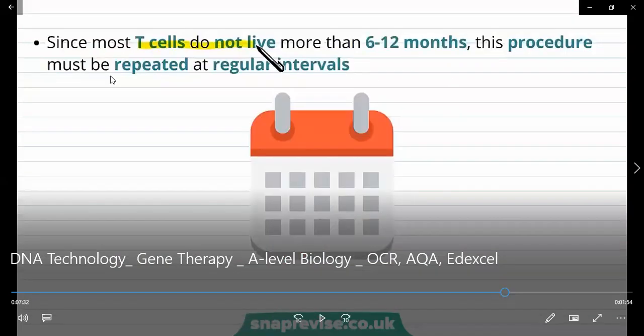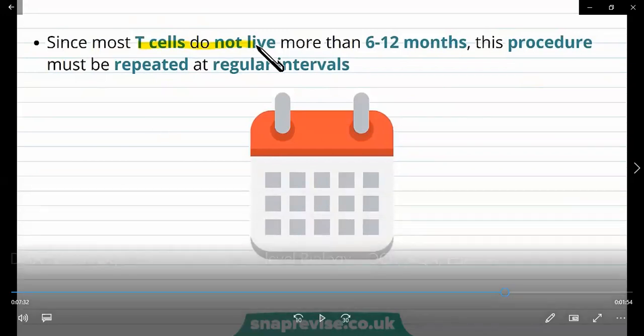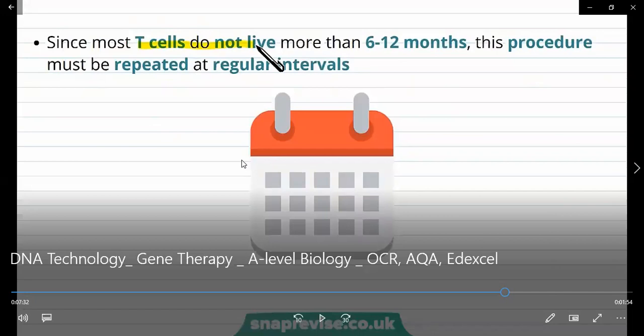They did say at the end that the T cells that they fixed in the lab don't live for more than 12 months. So the ones that are produced after 12 months would not have been fixed. And so the person would end up back at square one. So you'd have to do this treatment every 12 months.